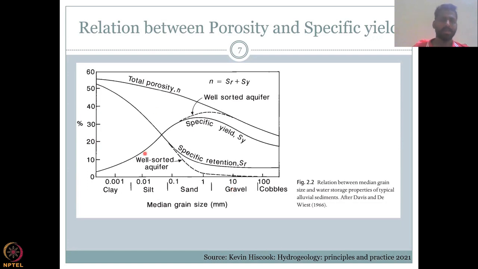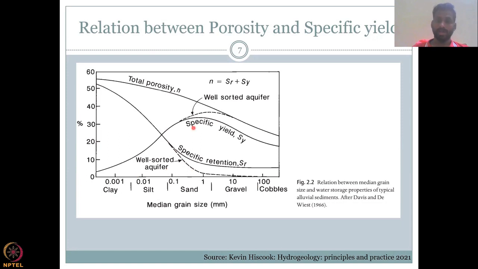Let's see the opposite. You have high retention. Water is held onto the material in clay. It comes down as the size of the grain increases, so the specific retention comes down pretty high. And in a well-sorted aquifer, like your gravel, as I said, water flows through. So your retention is zero, whereas your specific yield is high.